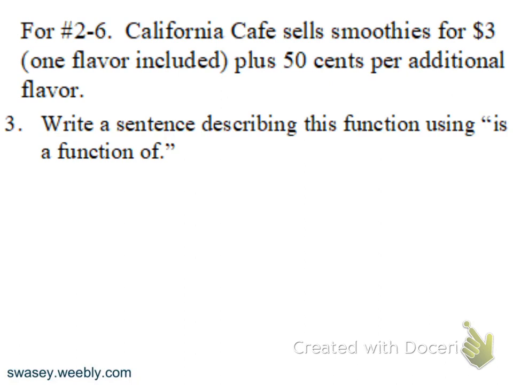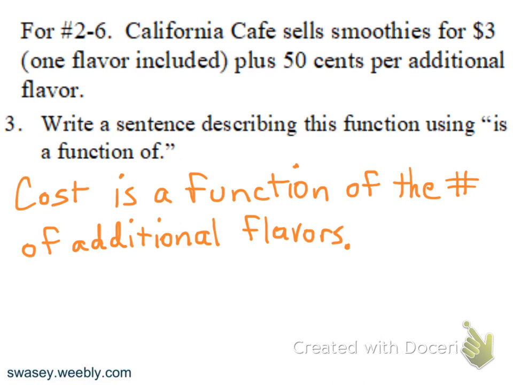Write a sentence using "is a function of." Dependent depends on independent. Dependent is a function of independent. So here, cost is a function of the number of flavors. Again, the independent variable goes in the last part of the sentence.